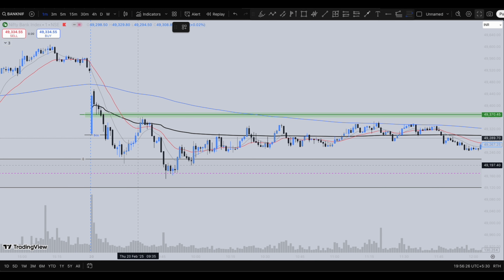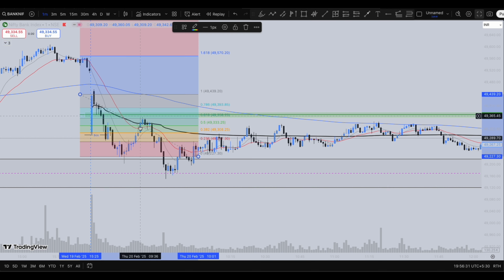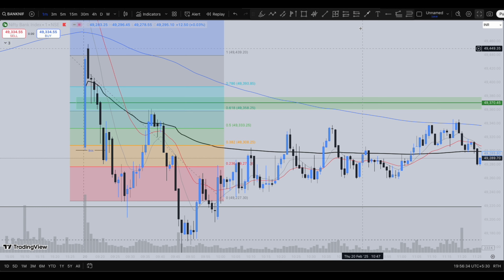And if you try to plot the fib levels, from the common point between this to the common point between this, you can see this is a 50 level, guys. And you can see the market rallied all the way to the 50 level over here.